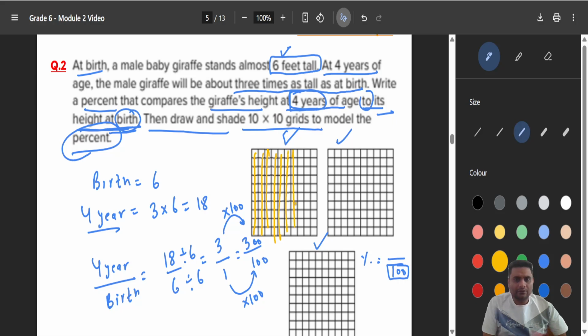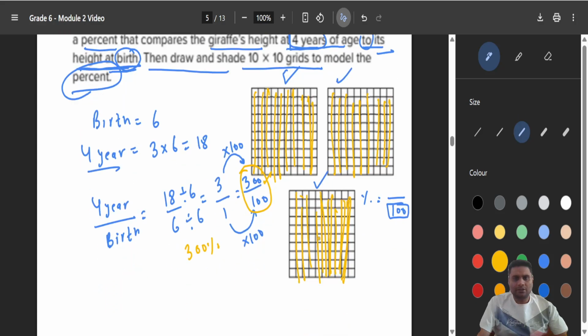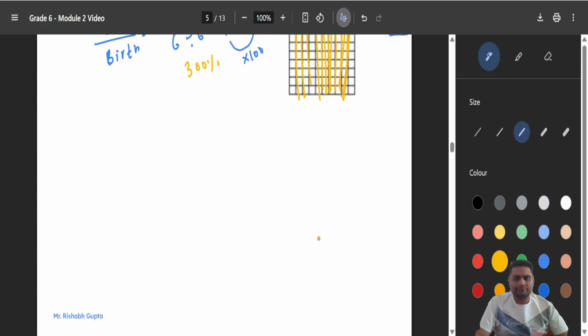Okay, full, and then this also full. And this also full. We will fill all the 300 boxes with the color. Why? Because we need all the 300 boxes here, right? 300 over 100 means 300%. 3 over 100 here means 300%. So I have to fill all the 300 boxes. Okay, I hope you understood. Let us move to the next part.